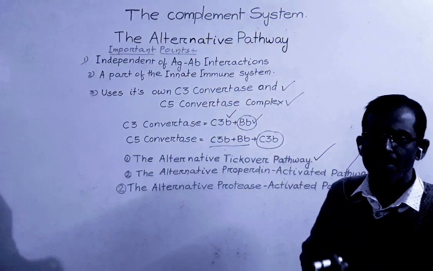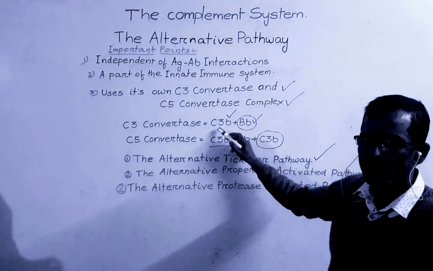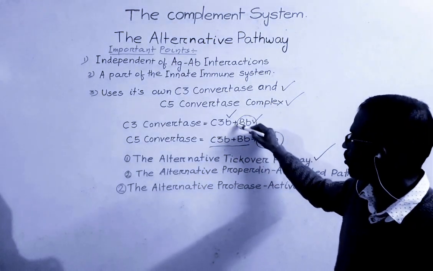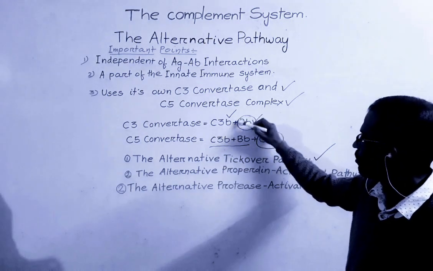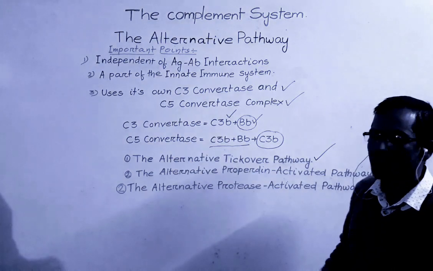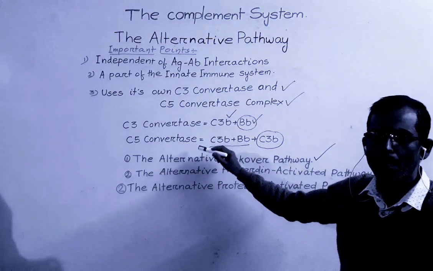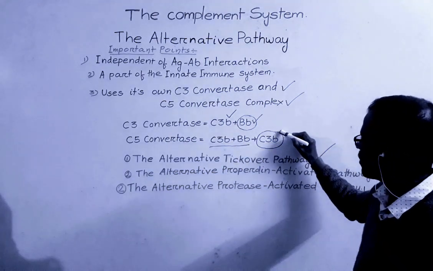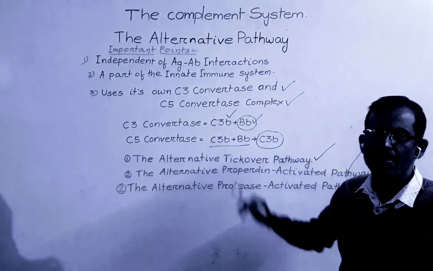In the alternative pathway, the C3 convertase is composed of one molecule of C3b and one molecule of Bb. This molecule is unique to the alternative pathway, and the C5 convertase complex is formed by the addition of a second molecule of C3b to the C3 convertase.